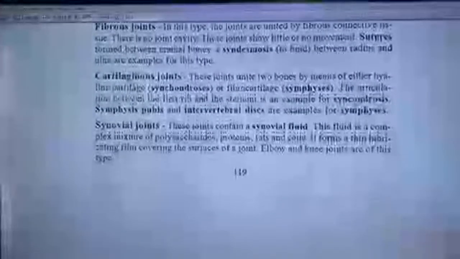Synovial joints. These joints contain synovial fluid. This fluid is a complex mixture of polysaccharides, proteins, fats, and cells. It forms a thin lubricating film covering the surfaces of a joint. Knee joints are of this type.